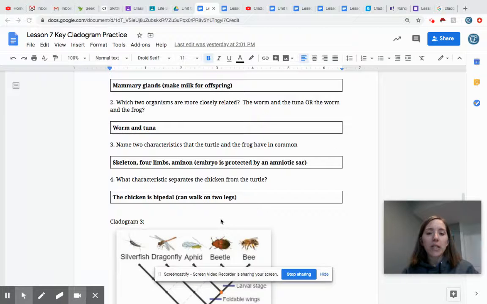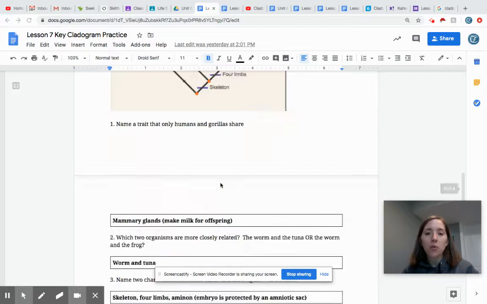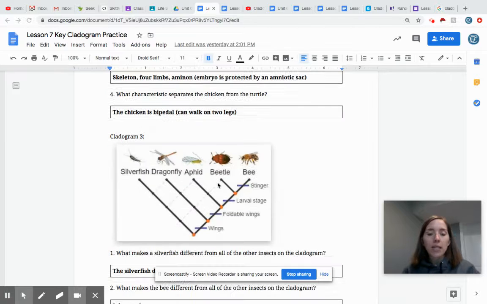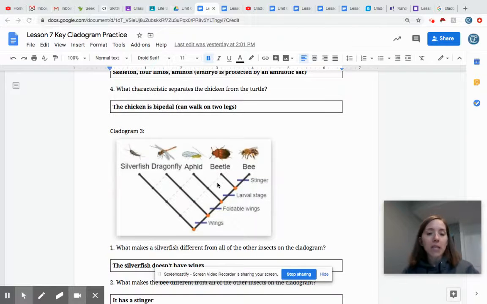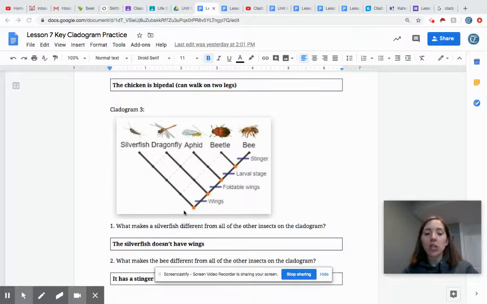And what characteristic separates the chicken from the turtle? When we talk about that, we see this branching off here. So these guys share an egg with a shell. However, what makes a chicken different from a turtle is that it is bipedal. It walks on 2 feet as opposed to 4. Lastly, you have one looking at common insects. What makes a silverfish different from all the other insects on there? Well, all of the other insects will have the traits to the right of this, which is wings. Since the silverfish is not in that group, that makes it different. The silverfish does not have wings.